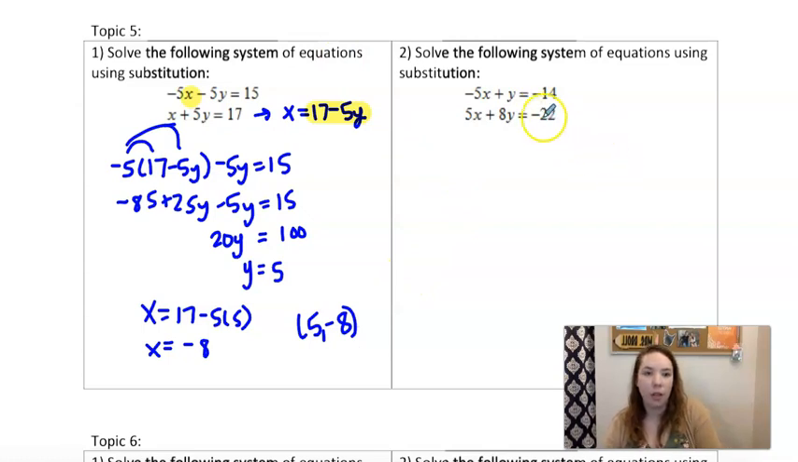All right, so on this one, this y will be the easiest to isolate since it does not have a coefficient. And then you can plug that in for the y down here.